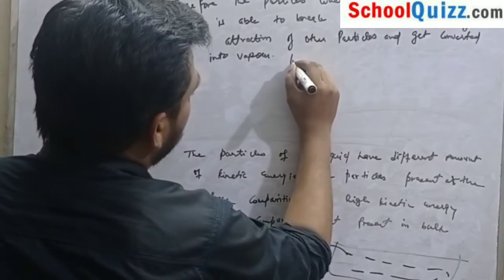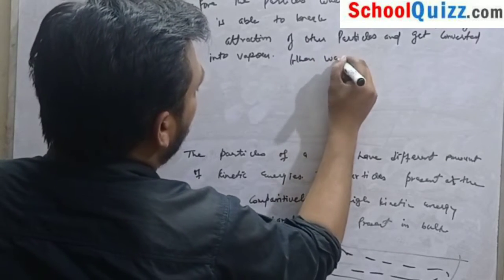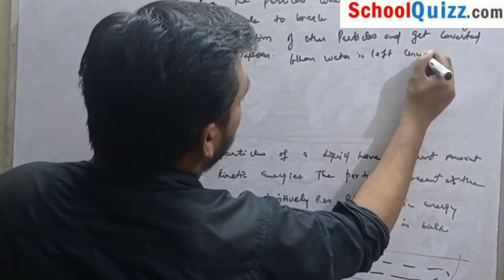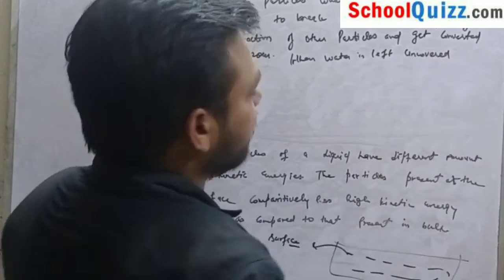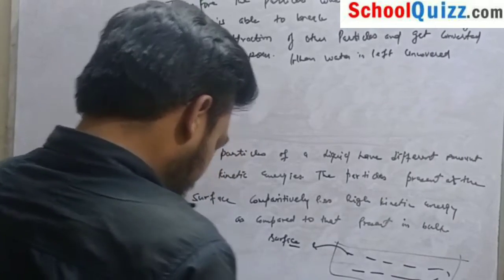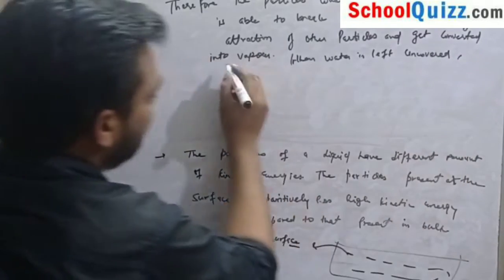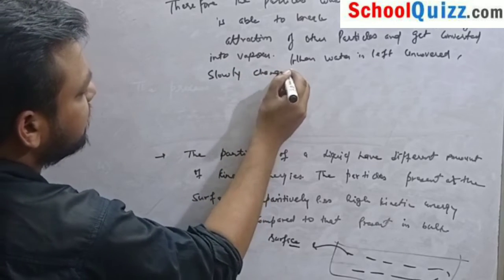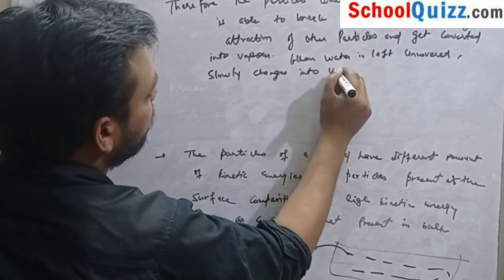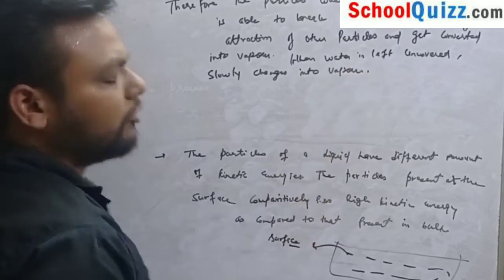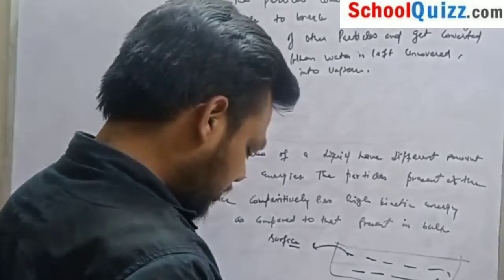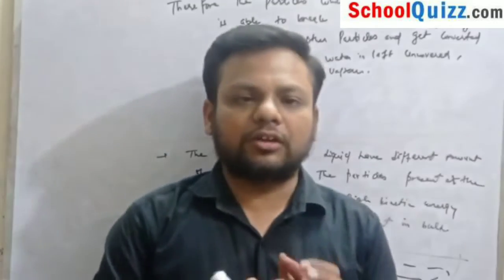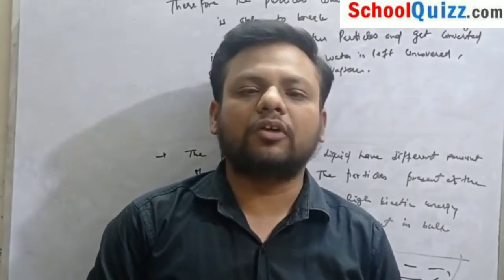So when water is left uncovered, it slowly changes into vapor. As we know, wet clothes get dry because of evaporation.